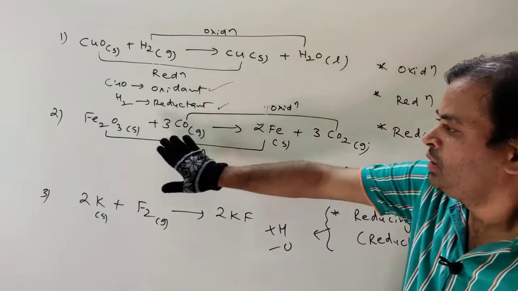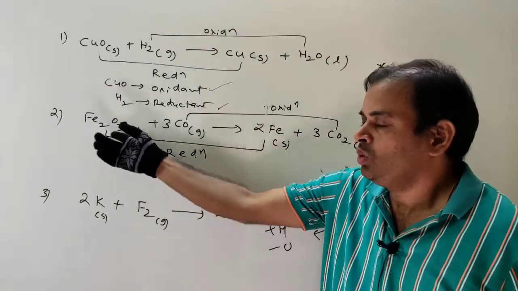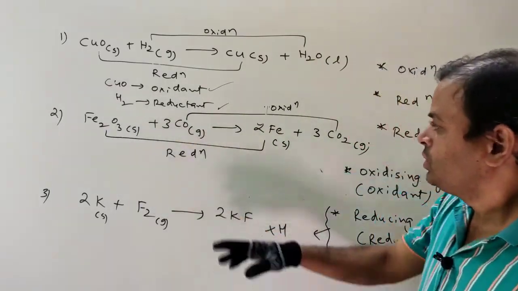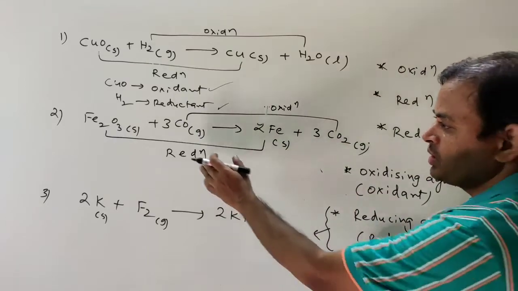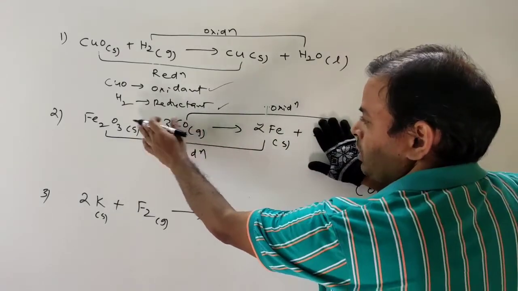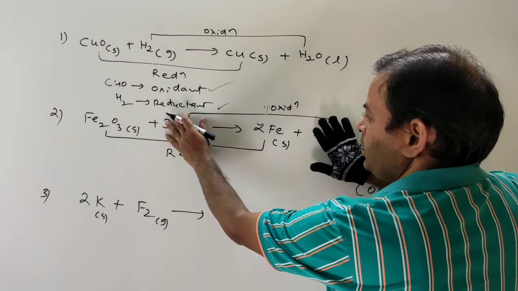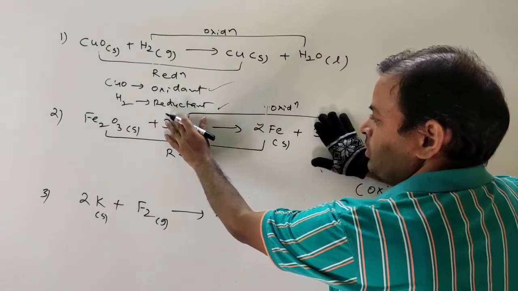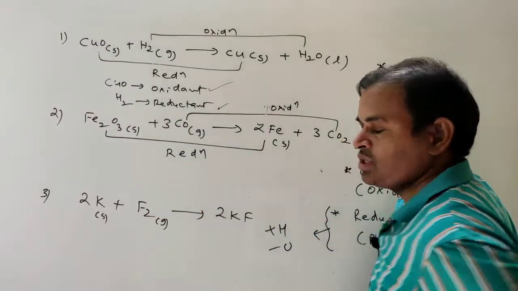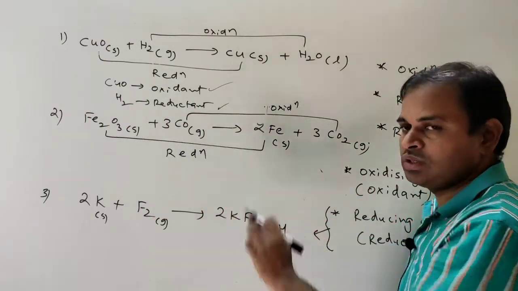In the reactant part there are only two substances. Which are involved in the oxidation reaction? CO to CO2. The remaining one is the oxidant. Like that you can remember. This reaction is an oxidation reaction, so this agent is the oxidizing agent or oxidant.